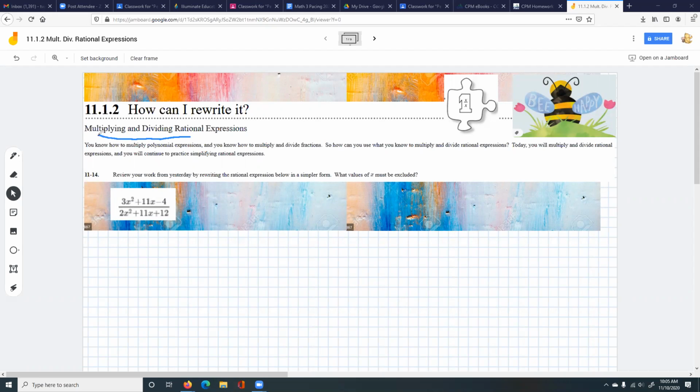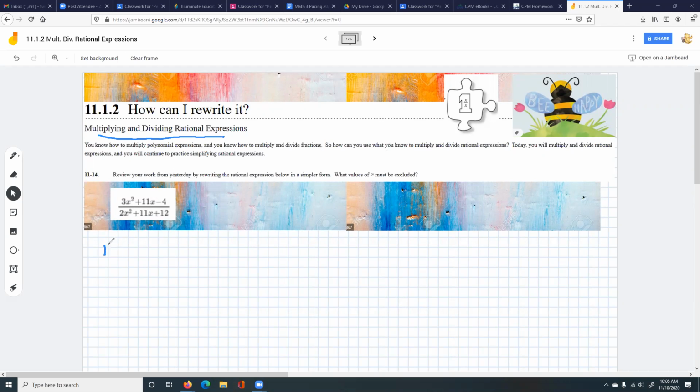Multiplying and dividing rational expressions, which involves factoring. Okay, that's why I wanted you to have that factoring worksheet done today. We know how to multiply polynomial expressions, and you know how to multiply and divide fractions. So how can you use what you know to multiply and divide rational expressions? Today, we're going to figure that out.